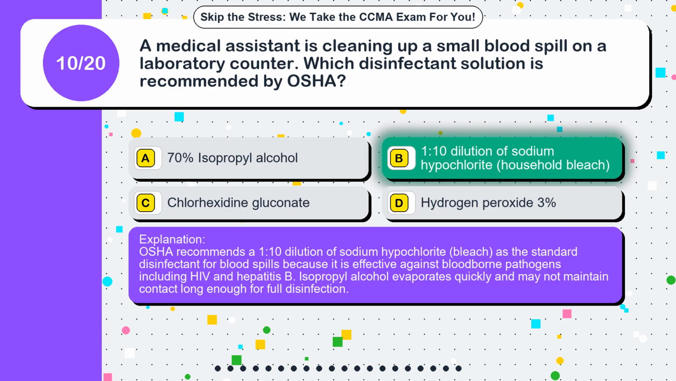OSHA recommends a 1:10 dilution of sodium hypochlorite, bleach, as the standard disinfectant for blood spills because it is effective against blood-borne pathogens including HIV and hepatitis B. Isopropyl alcohol evaporates quickly and may not maintain contact long enough for full disinfection.